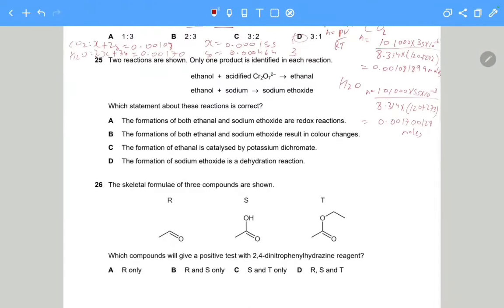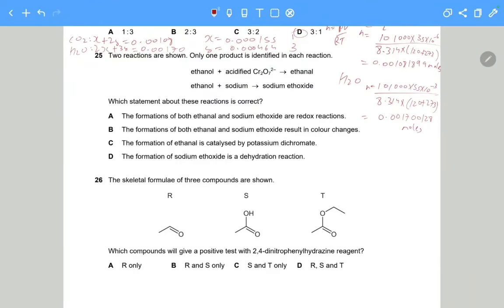And then 25, two reactions are shown. Only one product is identified in each reaction. Ethanol plus acidified dichromate ions gives ethanoic acid, this is oxidation, and ethanol plus sodium gives sodium ethoxide. Which statement about these reactions is correct?